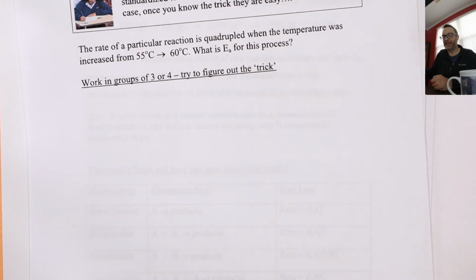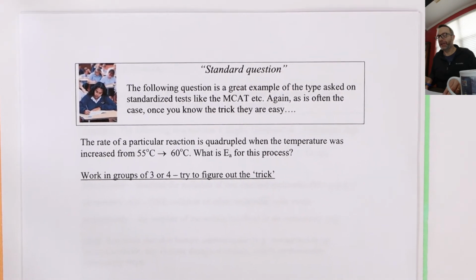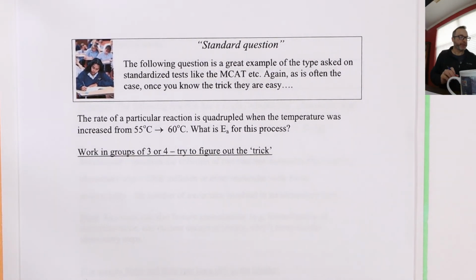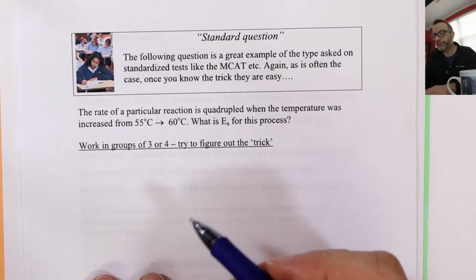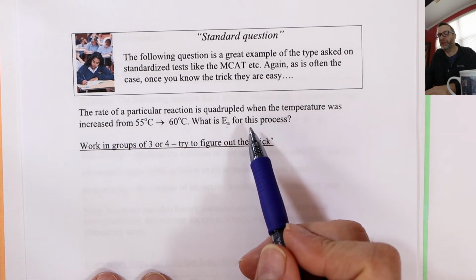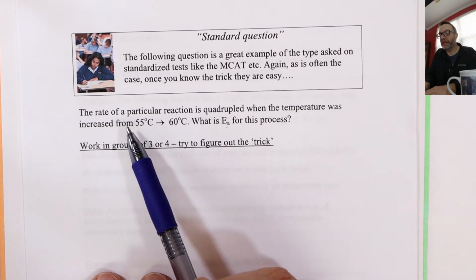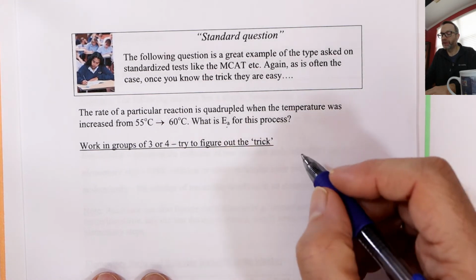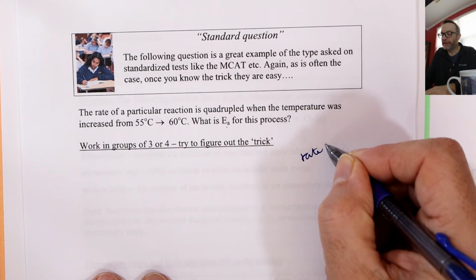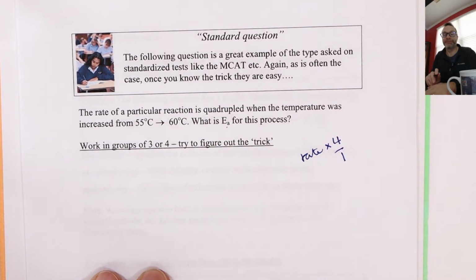Okay. Now, I'm nearly at the end of my time, but I will tell you the trick, right? Okay. So, we're trying to find the activation energy for this process, yeah? Okay, so we have a certain reaction, okay? The rate of a particular reaction is quadrupled. So rate times 4. Here's a massive clue, 4 to 1.